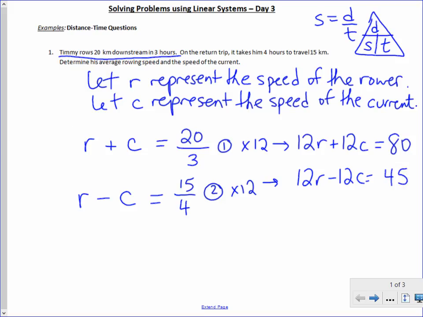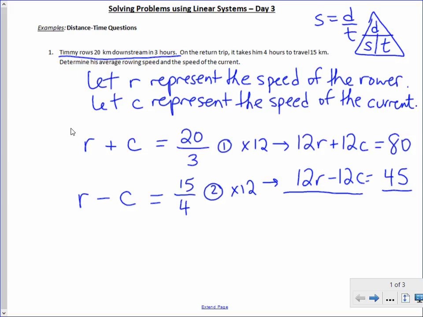Am I good to go for elimination? Can we eliminate the c's or the r's? You guys get this is kind of neat. You add, you're going to eliminate something. You subtract, you're going to eliminate something. Like this one, it works out either way. So what do you want to eliminate, c's or r's?